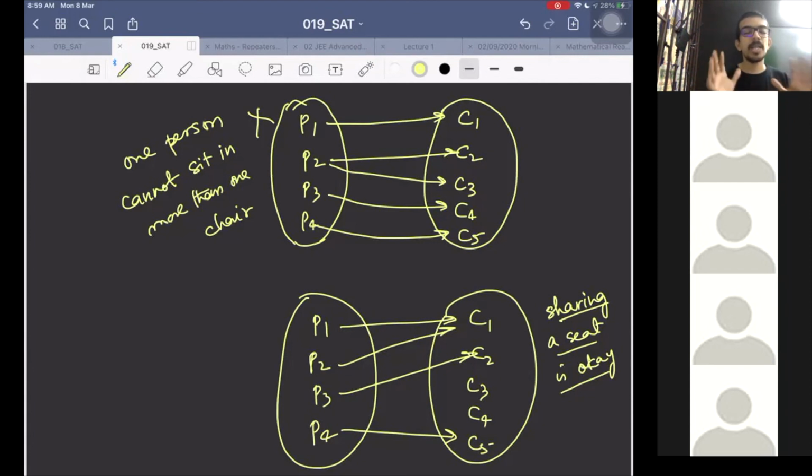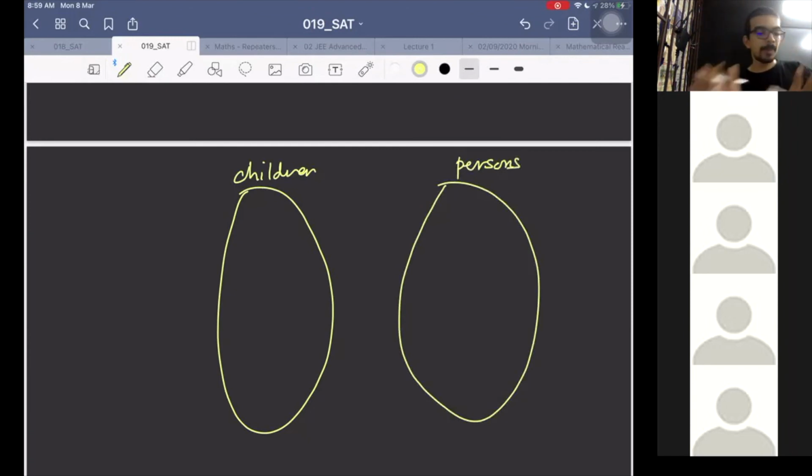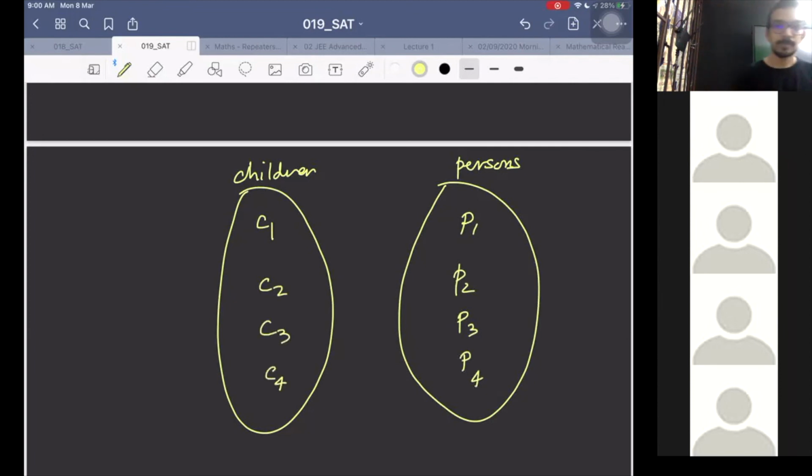You can think of a function as a relationship between some children and some persons. You're considering two sets, children and persons. I'm making a pairing between children and their father. Child to father relationship. So I have child 1 here. There is P1, P2, P3, P4, and child 2, child 3, child 4. Child 1 has this guy as the father. These two children have the same father, P2. C4 has this person as the father.